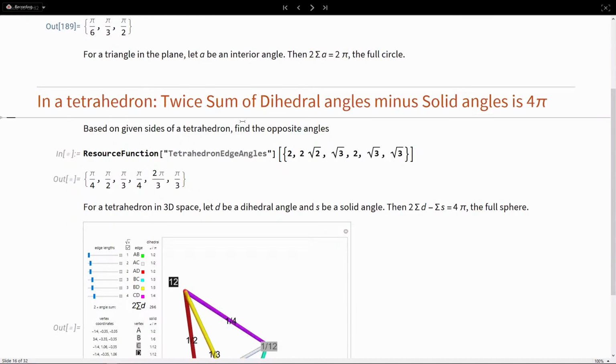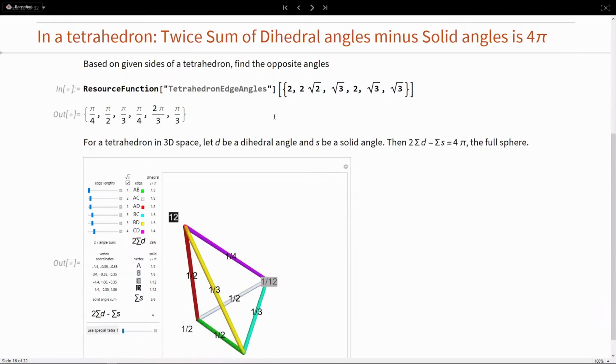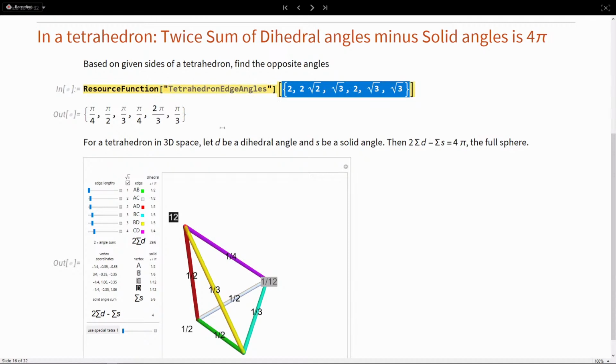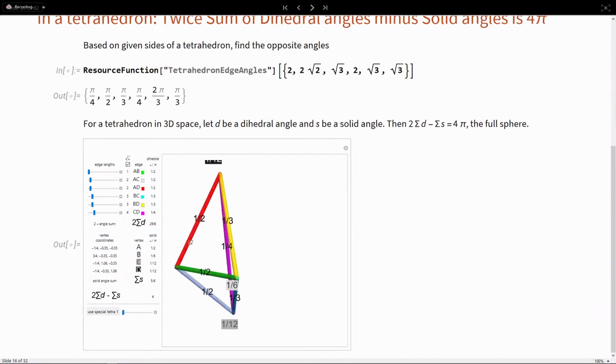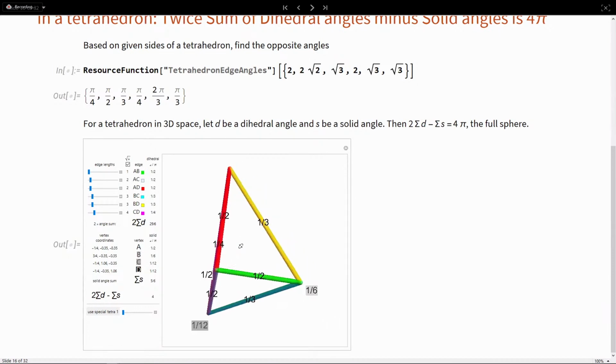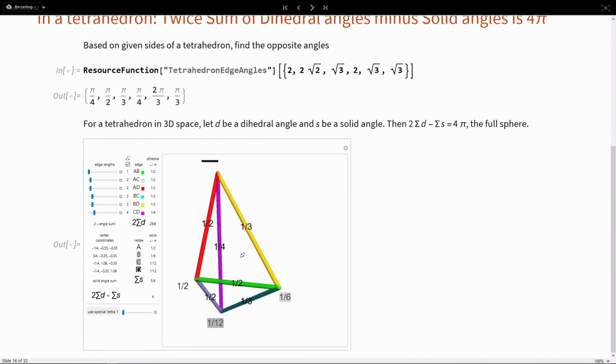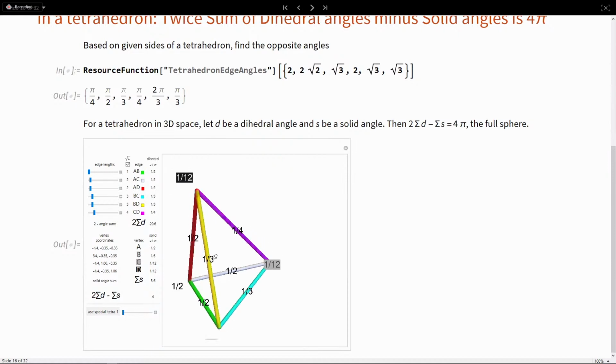In a tetrahedron, there's something similar happening. Twice the sum of the dihedral angles minus the solid angles is 4 pi, or the entire sphere. And we can do the same thing where you have a given set of edges, and that will return the angles of that tetrahedron. And there's a nice demonstration where you can play around with different edge lengths and see what the dihedral angles are.